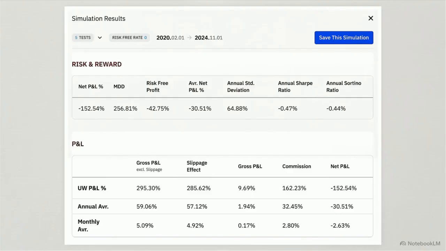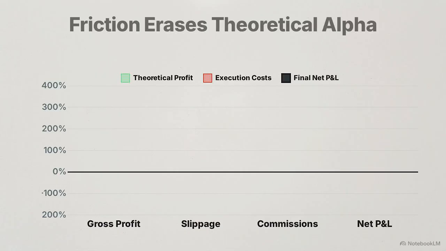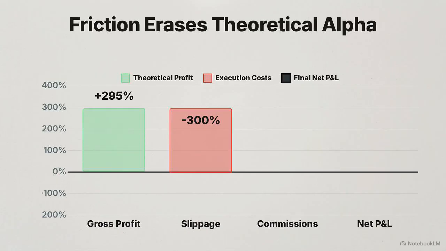Step 4 in the pipeline is commission. Unlike slippage, broker commissions are strictly volume dependent. In this dataset, the commission total hits 162.23%. Finally, we reach step 5, the net P&L. This is the only number that actually impacts your available margin budget. Net P&L is the final result of the tension between signal quality and transaction friction. A viable algorithm has to survive both.